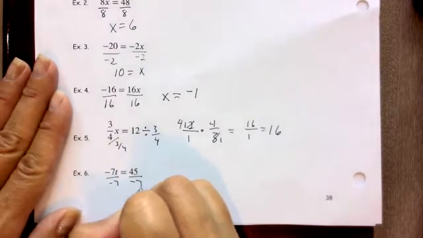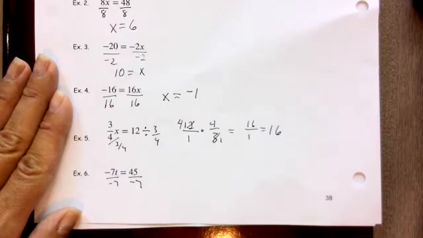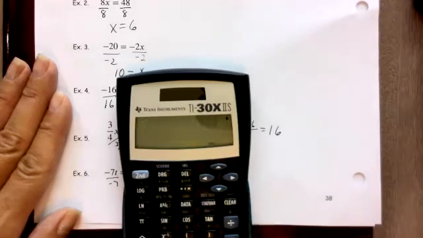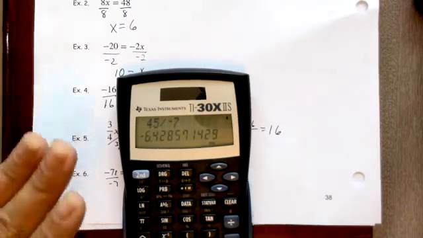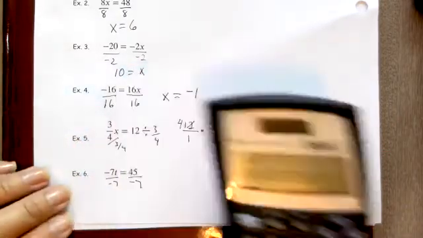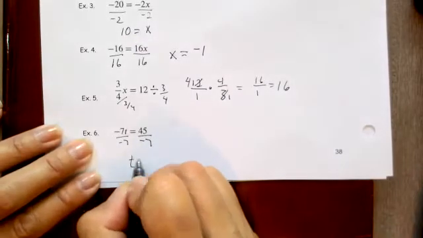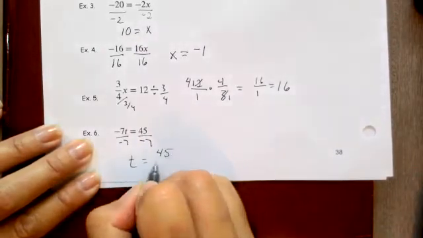I'm dividing both sides by negative 7. 45 divided by negative 7. So it doesn't go in, it gives me a decimal answer. So what I'm going to do is just leave the fraction.